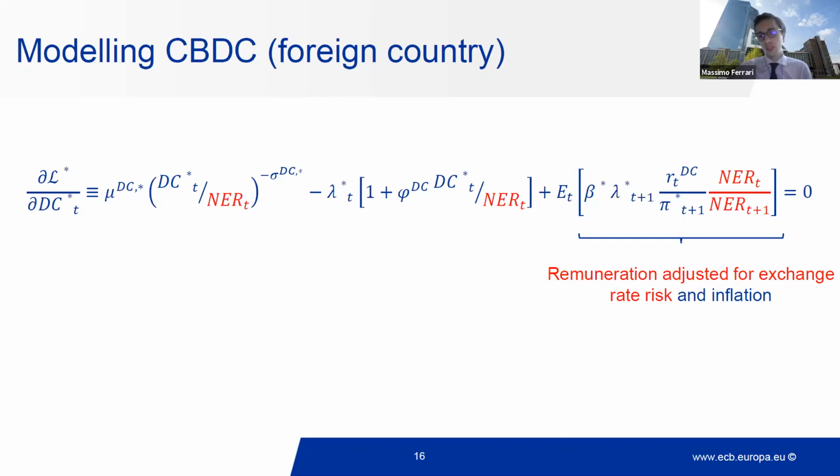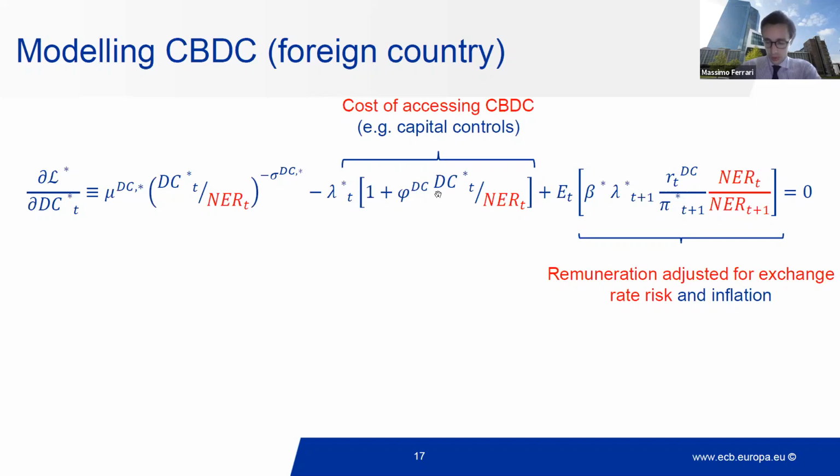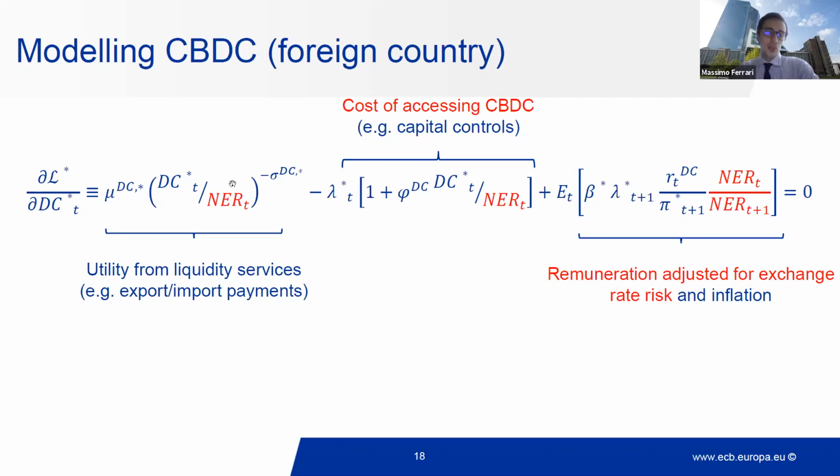Second, we allow for capital constraint. So the fact that it might become more costly for foreigners to access the domestic CBDC. Capital constraint, the ease of use of the CBDC in the international market is governed by this parameter phi here. And of course, you can imagine a parameterization in which phi is extremely high, which equals a closed CBDC capital account. Finally, foreign households also use the CBDC in payment, of course, net of exchange.